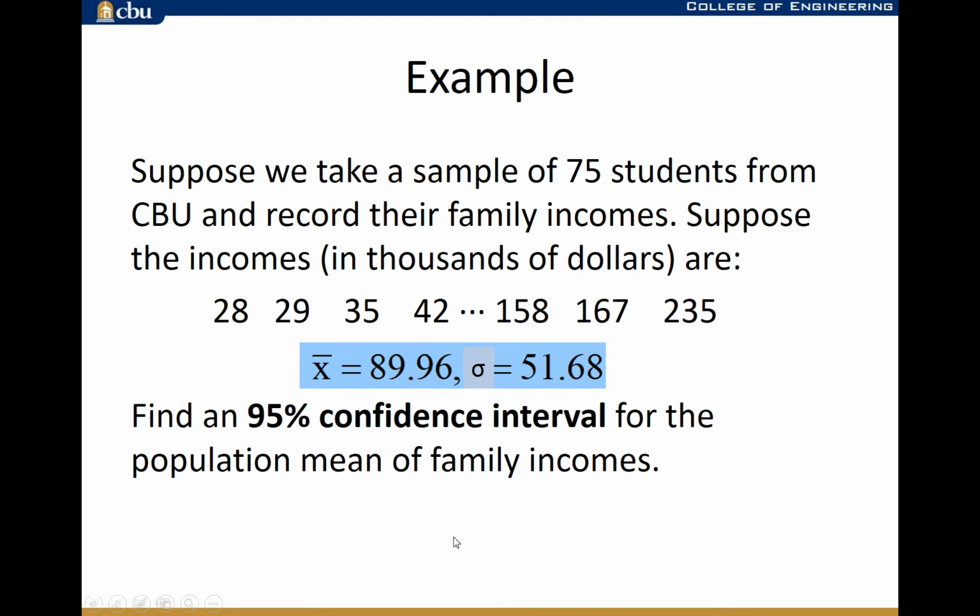Suppose we take a sample of 75 students from CPU and record their family incomes. Suppose the incomes in thousands of dollars are this data set. And we know the X bar is 89.96 and the standard deviation is 51.68. Find a 95% confidence interval for the population mean of family income.